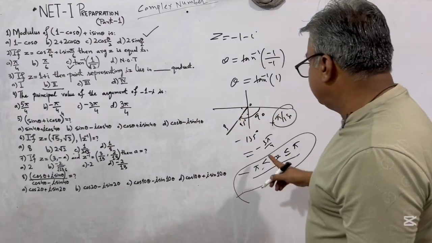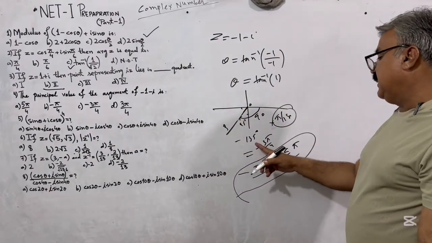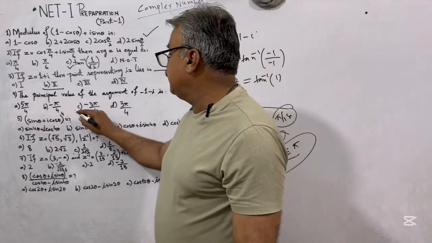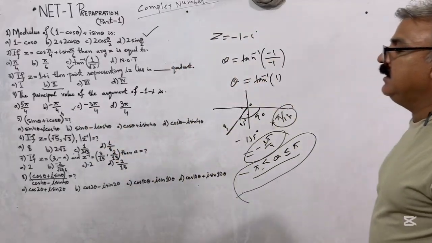But if we convert negative 135 into radians, it's tantamount to negative 3 pi upon 4. So our option in that case is C.